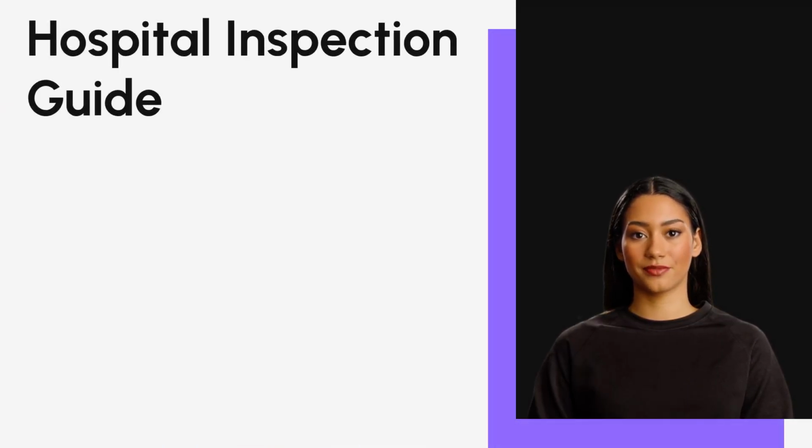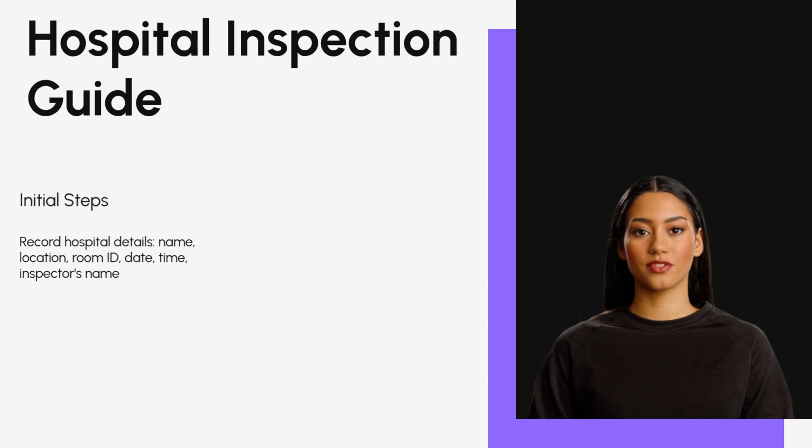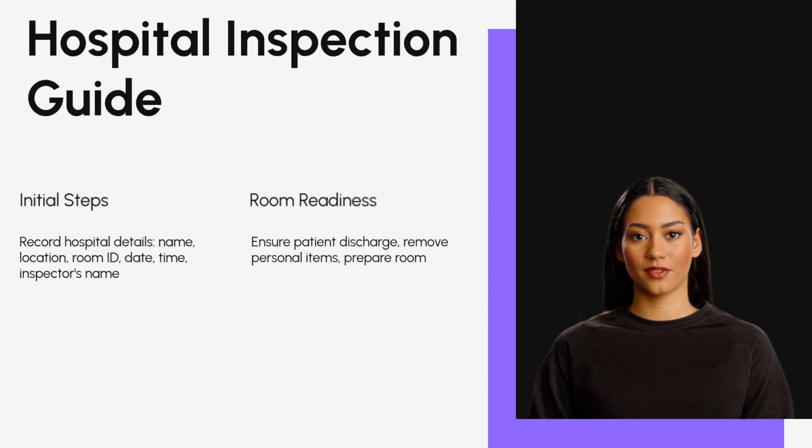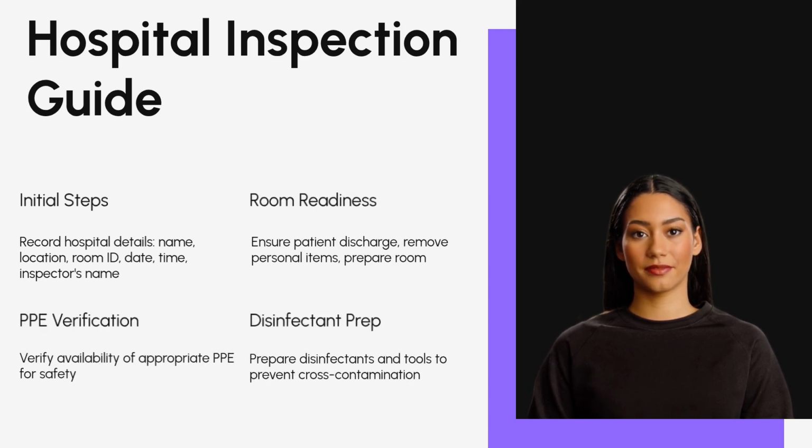Begin by noting the hospital name, location, and room identifier. Record the date, time, and inspector's name. Ensure the room is ready with the patient discharged and personal items removed. Verify the availability of appropriate PPE. Prepare disinfectants and tools to prevent cross-contamination.